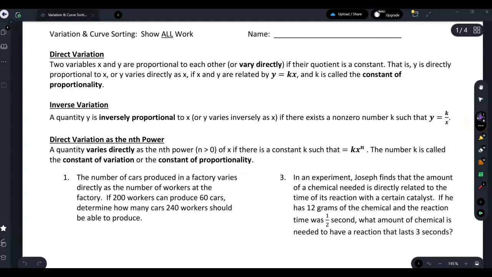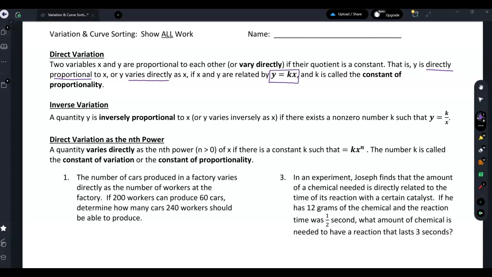Here we'll look at an example of direct variation. We're looking for keywords, something like y varies directly as x, or maybe that y is directly proportional to x. So when you see either of those key phrases, you're going to know to use the direct variation formula, which is y equals k times x.